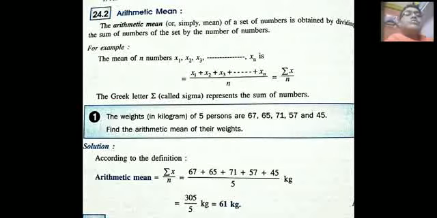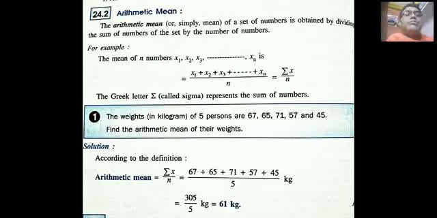Suppose x1, x2, x3 up to xn are the numbers. The mean of this is equal to x1 plus x2 plus x3 up to xn divided by the number of data, that is n. So that is sigma x by n. The Greek letter sigma represents the sum of the numbers.